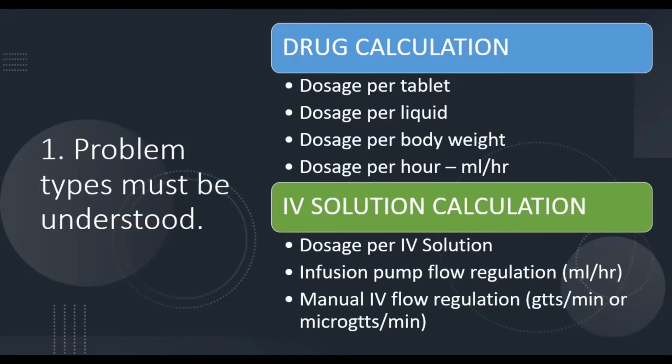that is, ml per hour. And for the IV solution calculation problems, they may include problems about dosage per IV solution, infusion pump flow regulation, that is in ml per hour, and manual IV flow regulation, that is in drops per minute or in microdrops per minute.